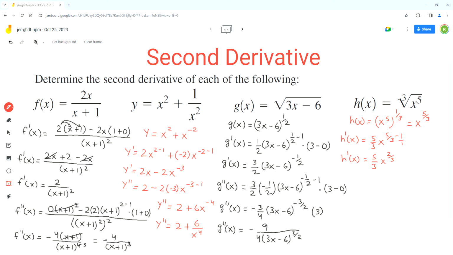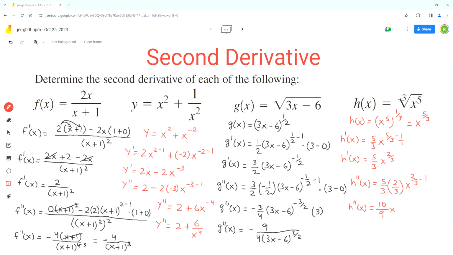Now we can find the derivative of this first derivative, and that will be the second derivative. So h double prime of x equals, so we'll have to use the power rule again. So 5 over 3 is the coefficient, so it will stay the same, times 2 over 3, and we'll subtract 1 from the exponent. Now we can multiply the fractions. So the double prime of h at x equals, so we multiply 5 times 2, which is 10, and then 3 times 3, which is 9.